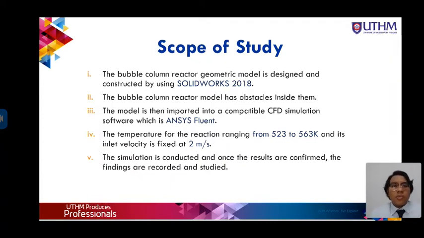There are 5 scopes of the studies. The first one is the bubble column reactor geometric model is designed and constructed by using SolidWorks. And then the second one, the bubble column reactor must have an obstacle in it. In this case, the obstacle inside the bubble column reactor is a perforated plate. There are 3 of them, and then the plates have 24 holes on each of them.